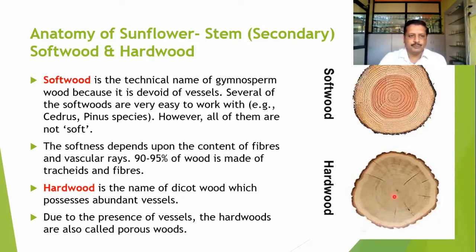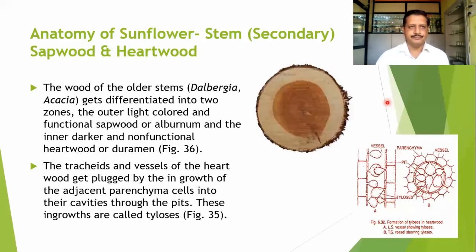But the hardwood is nothing but the typical dicot wood, where we can find an abundant number of vessels, and because of the presence of vessels the hardwood becomes less porous. Okay? It becomes a stronger wood, and so hardwood is normally used for stronger furniture, and softwood is normally used for the preparation of pencils, bats, etc., where the softwood is necessary. So this is about, not the sunflower stem, but the softwood and hardwood.